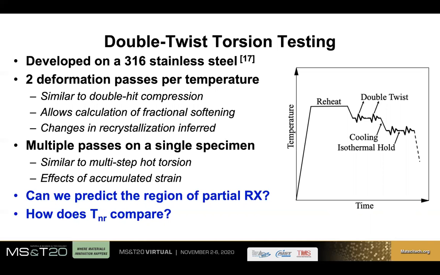But because we're in torsion, we can cool the same specimen to the next deformation temperature and apply another pair of isothermal deformation passes. And we can repeat this double twist process any number of times on a single specimen to simulate rolling over a range of temperatures. So this is similar to a multi-step hot torsion test, and effects of accumulated strain can be studied with a double twist torsion test. And so this leads us to the research questions for the present work of, can we predict the temperature region of partial recrystallization using these fractional softening measurements? And then how does TNR, as determined with double hit compression testing or multi-step hot torsion, compare to this region of partial recrystallization?